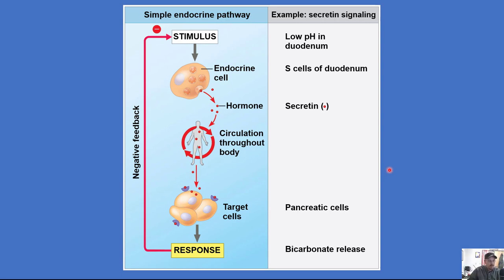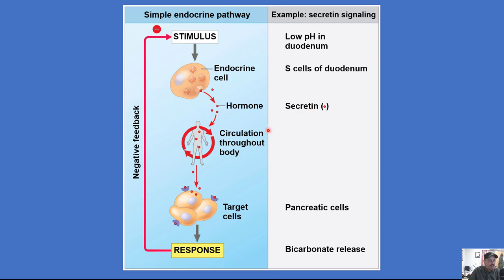So here's a very simple pathway that you might be familiar with. A stimulus is received by the endocrine cell. It releases a hormone, and this actually tells you where this is taking place. So what's the stimulus? Low pH in the duodenum. That causes S cells in the duodenum to secrete a hormone, which is called secretin.